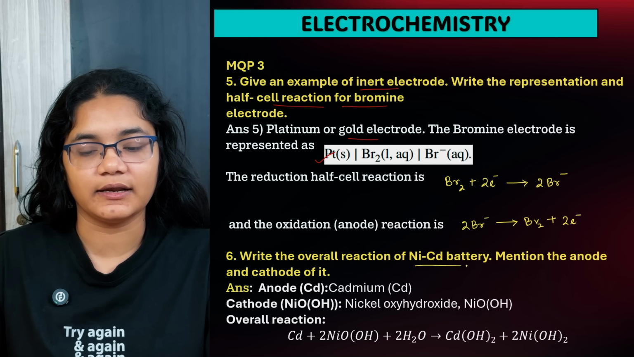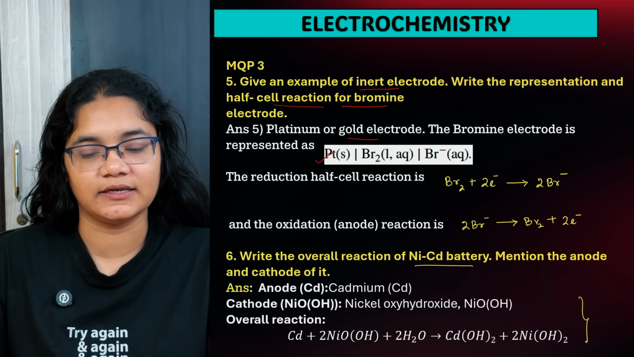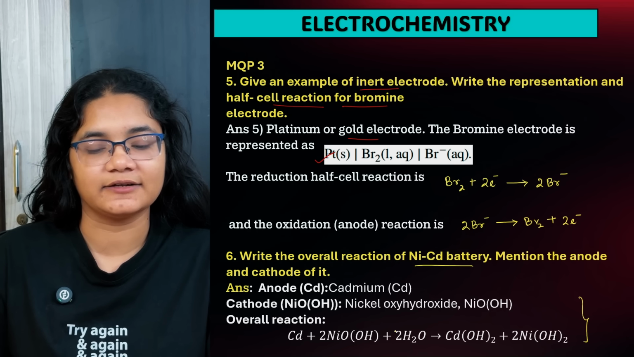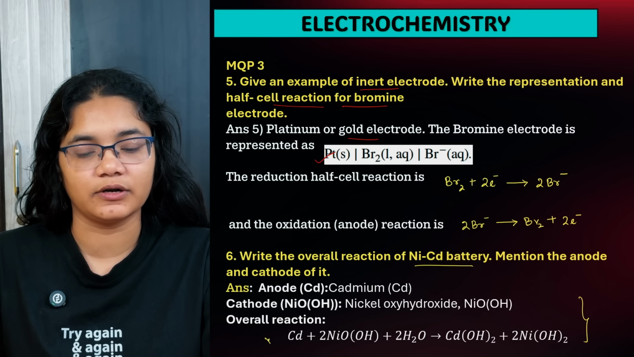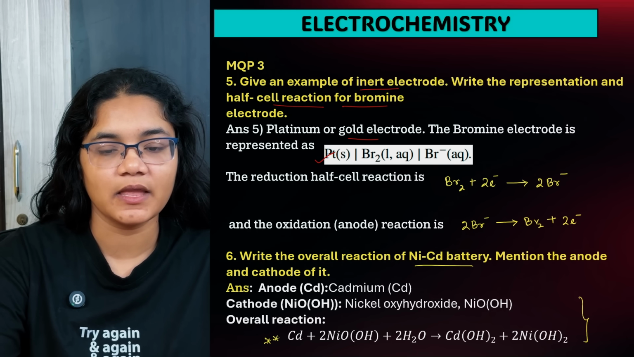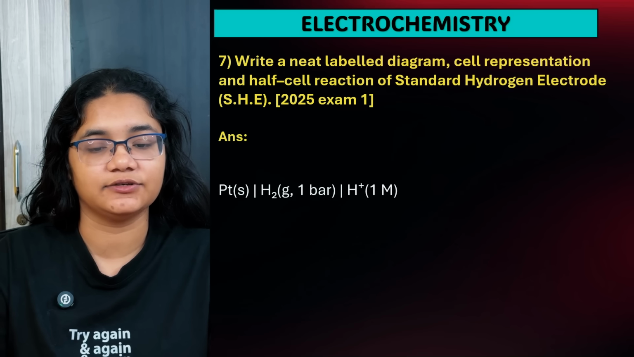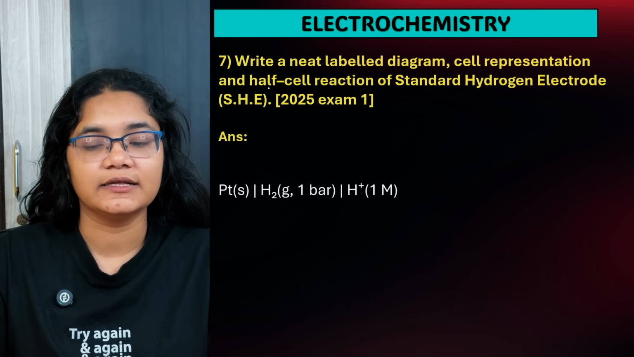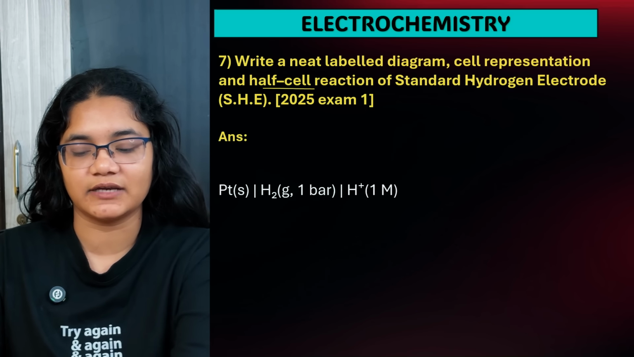Next, write the overall nickel cadmium battery reaction. So you can see here how cadmium and nickel get oxidized and reduced. The whole reaction is important, so remember this one, important question. Now we will move to 2025 examination 1. Write a neat labelled diagram for cell representation and half cell reaction of the standard hydrogen electrode.